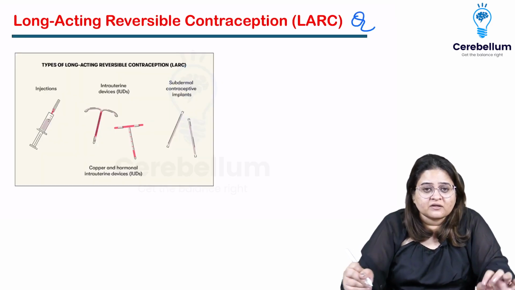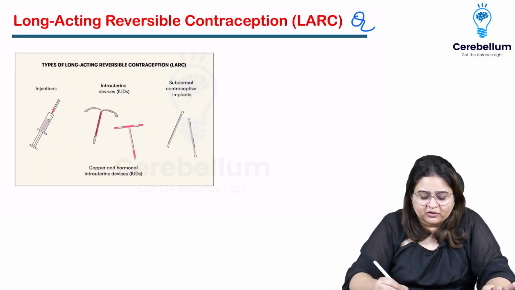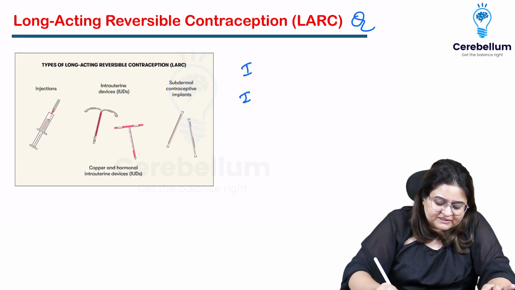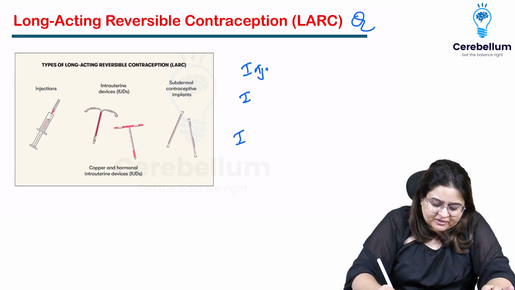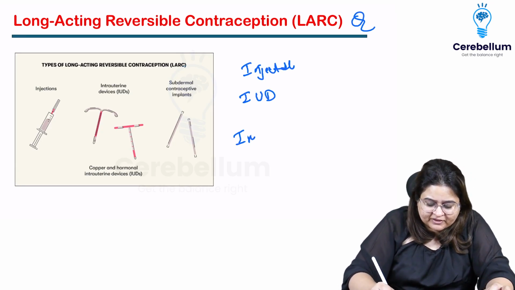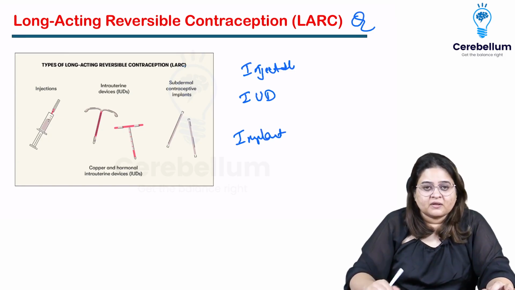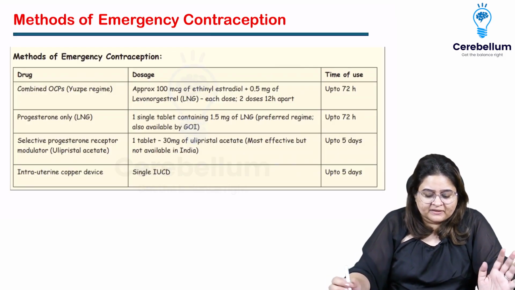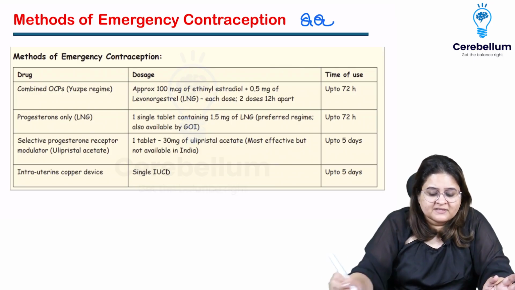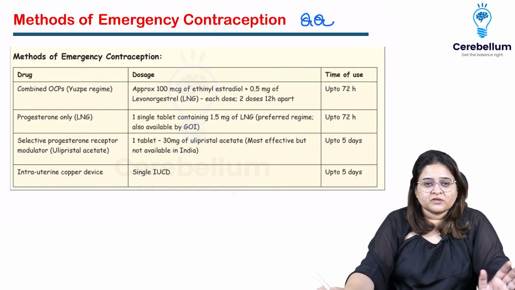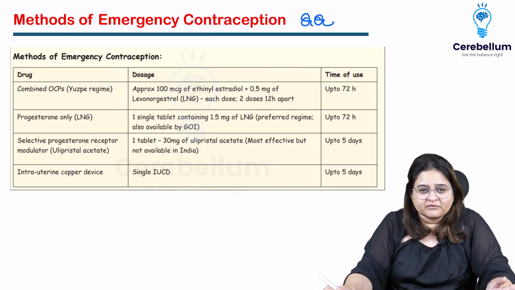Question comes on LARC, long-acting reversible contraception. Remember the 3 I's: you have injectable, you have intrauterine devices, and you have the implant. Okay. And very commonly asked is emergency contraception. So what are the emergency contraceptive methods that we have available?